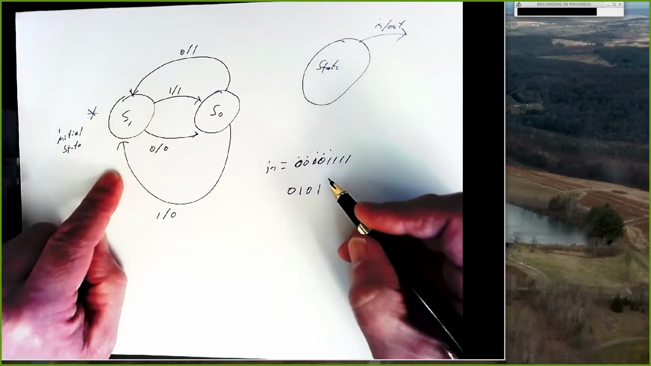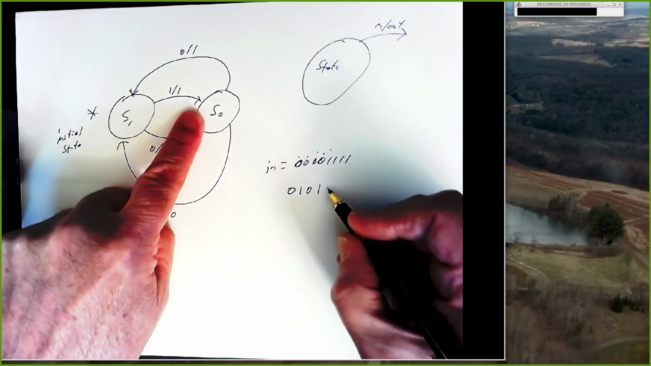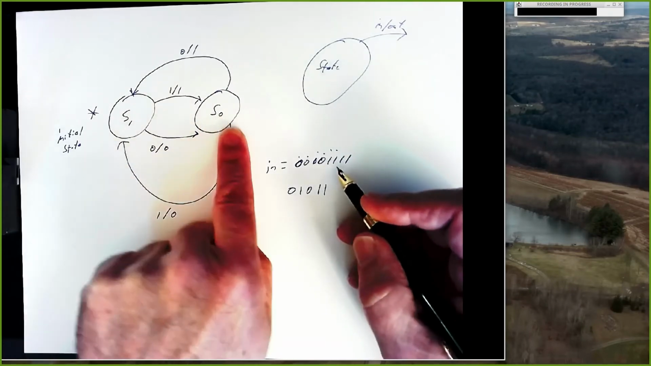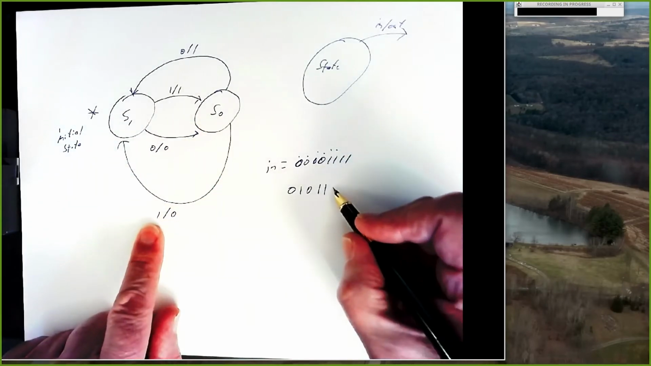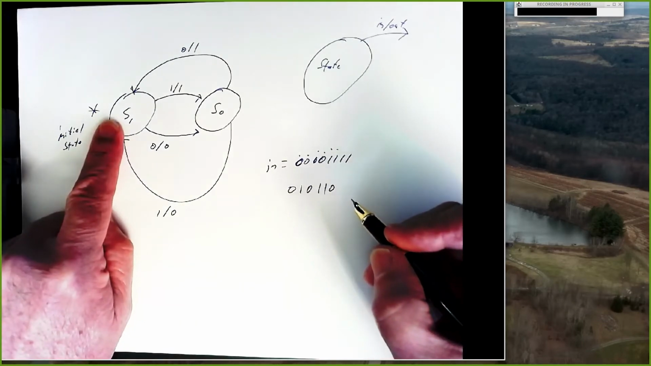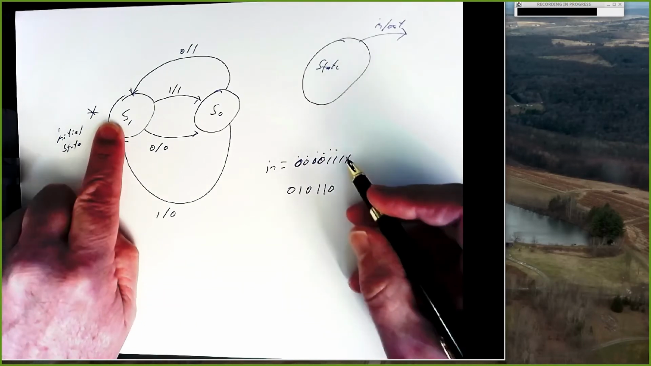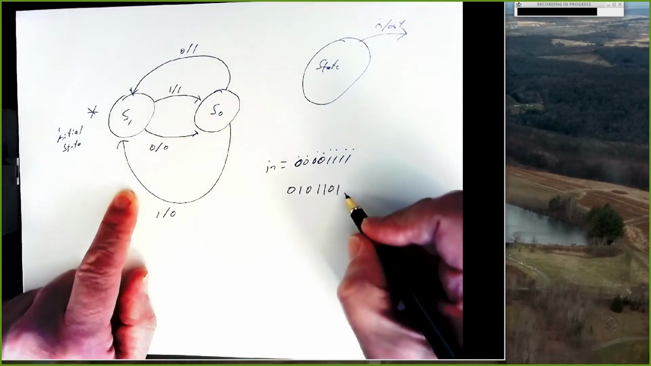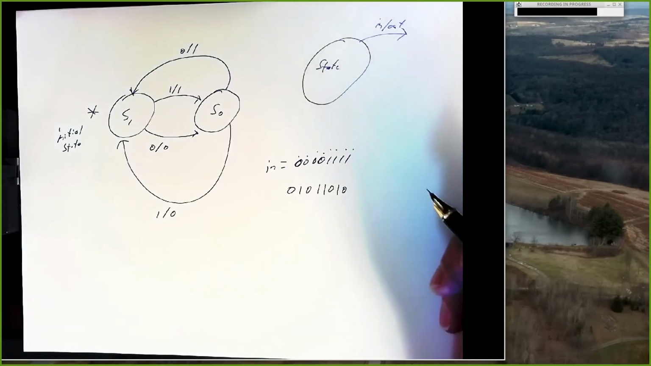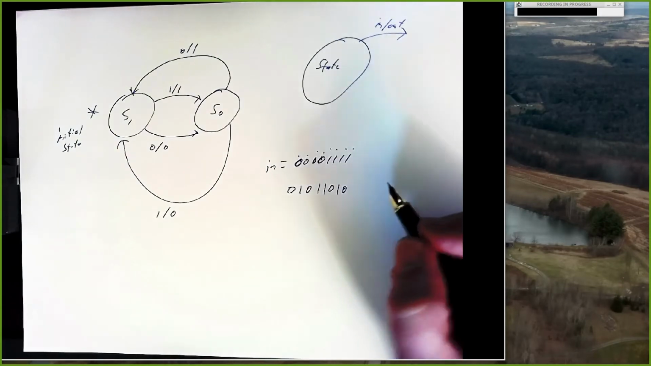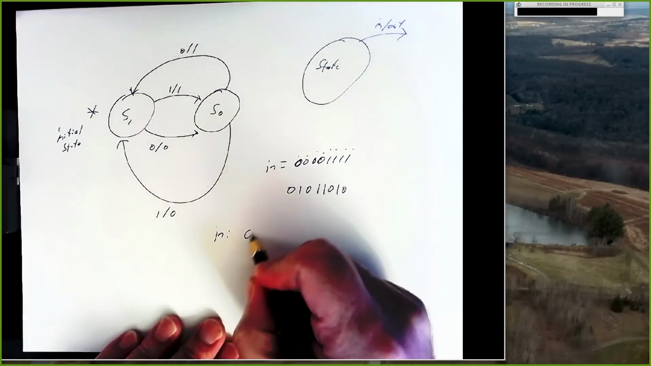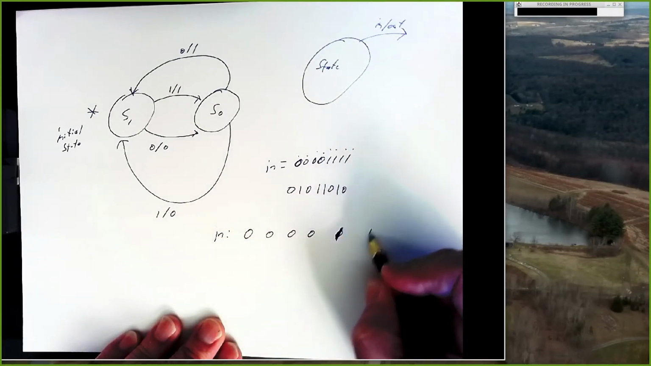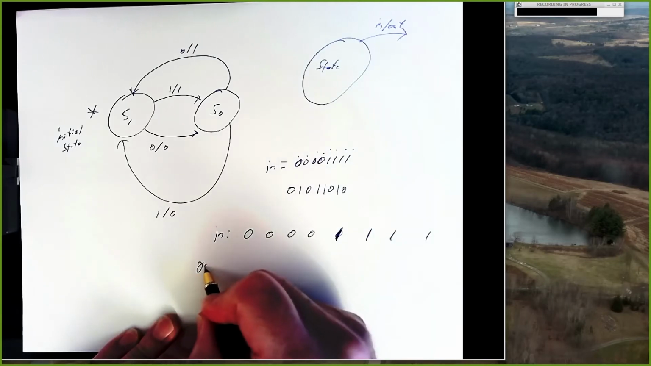My fifth input is a 1, my rule says if I've got a 1, let's output a 1 and go to S0. My sixth bit is a 1, and if I'm in S0 and my input's a 1, I'm going to output a 0 and go to S0. And then again, if I've got a 1, I'll output a 1, go to S0. If I've got a 1, I'll output a 0 and go to S1. So my input looked like this. And my output looked like this.